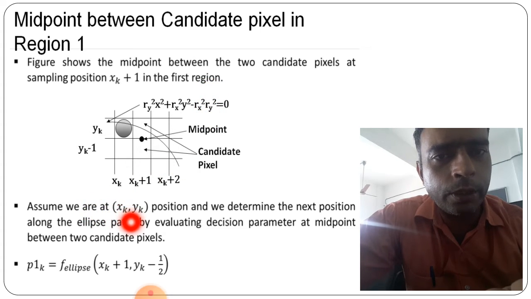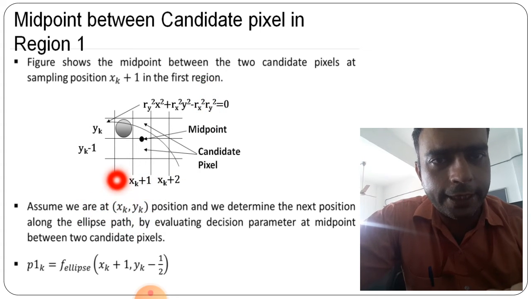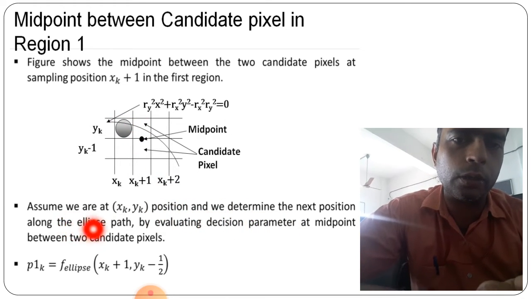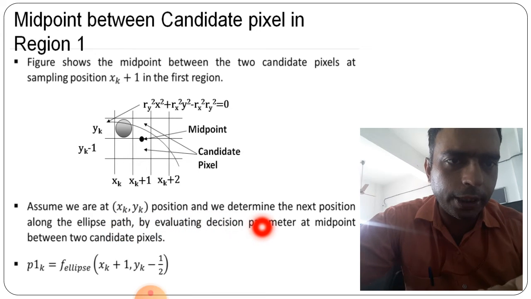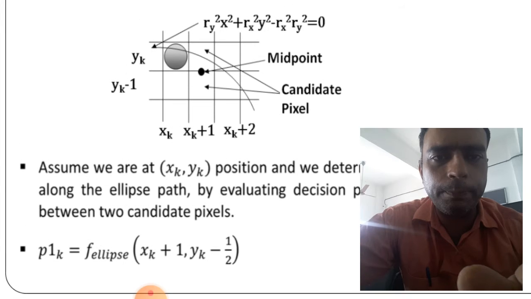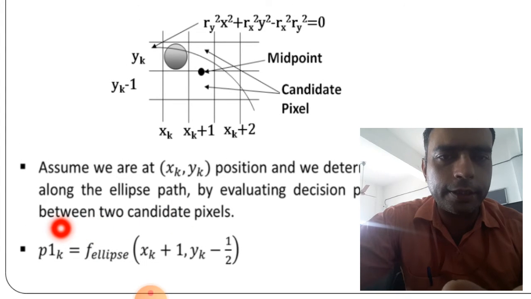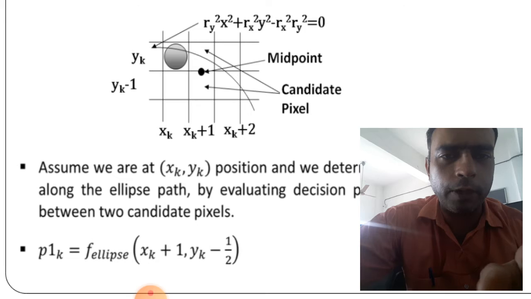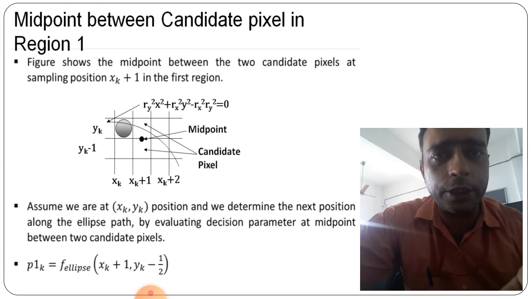So we have to assume that xk comma yk, that is, a particular point is given here. We determine the next position along the ellipse path by evaluating the decision parameter at the midpoint between the two candidate pixels. So for that first region we are saying that p1k is equal to f_ellipse of xk plus 1 comma yk minus 1 by 2. So we have to use this function.